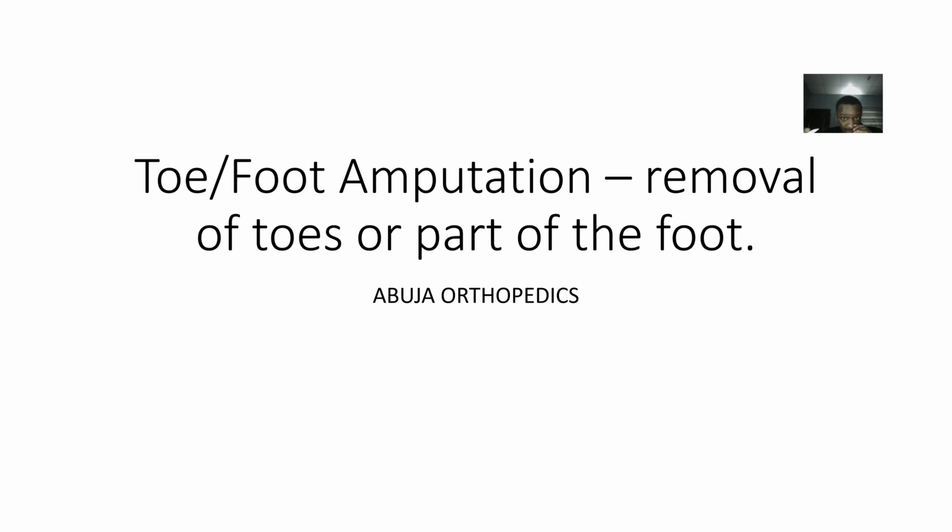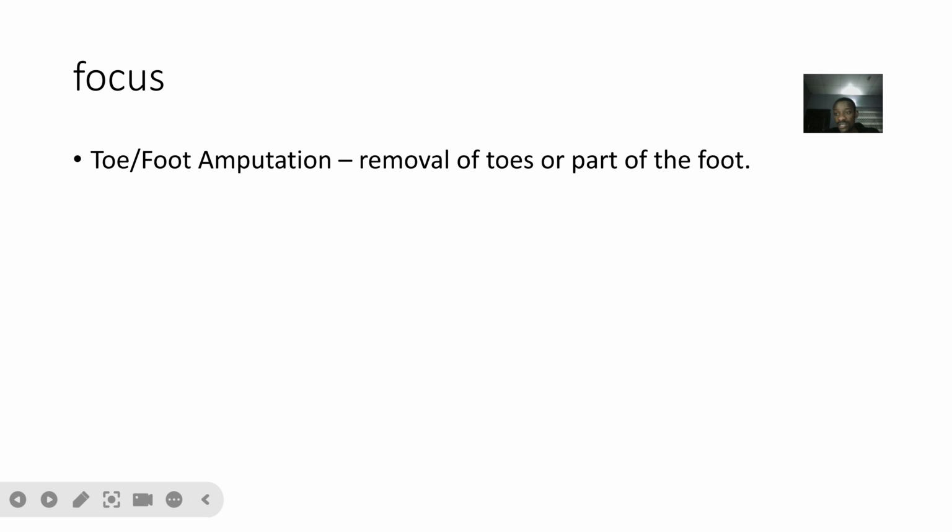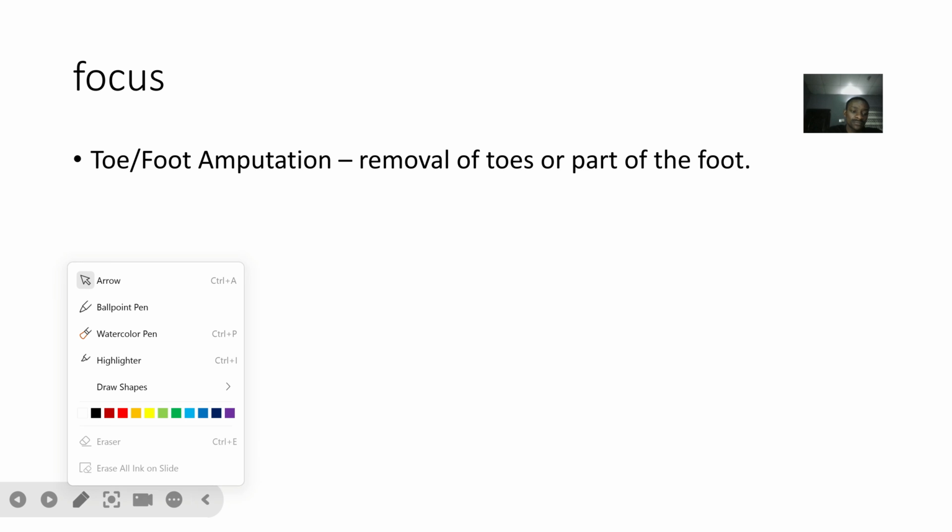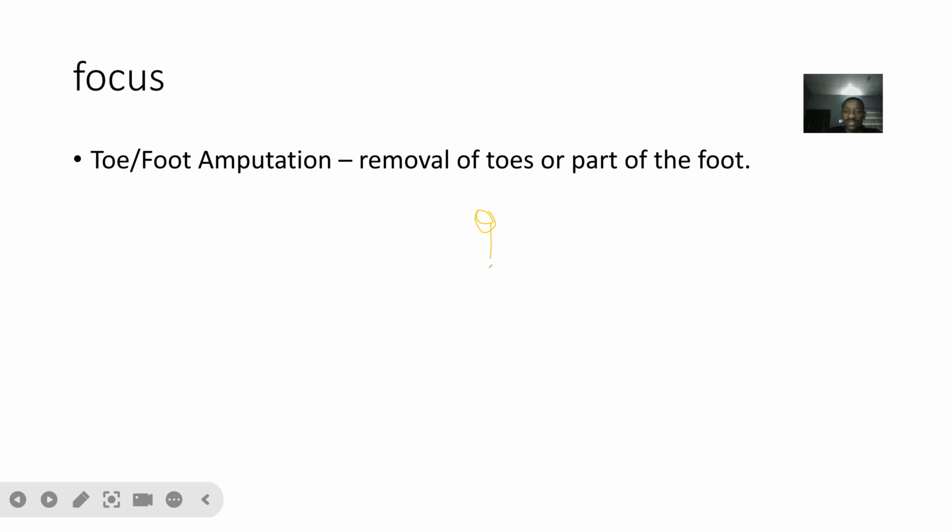I was already looking at the lower limb amputations, and we have looked from the level of the hip. Let's say this is the hip coming down to the knee joint, coming down to the ankle, then your foot. So we are now looking at the last level, which is toe or foot amputation. So it could be the foot, any cut around the foot, or any cut around the toe. I have 5 toes, so any amount.